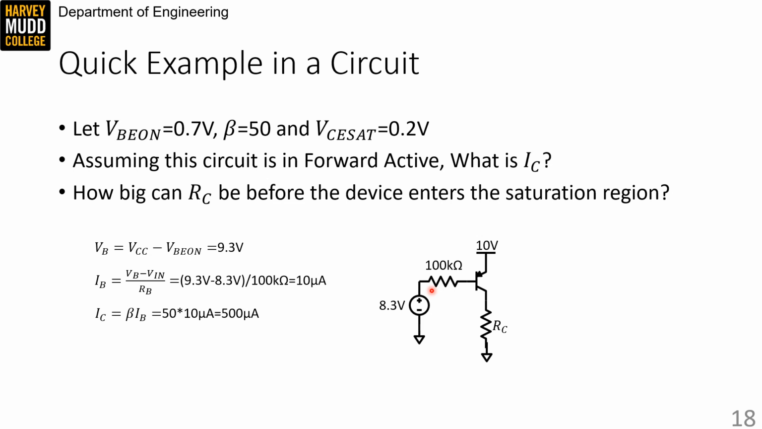Since we're in forward active, we know that IC, current flowing down this way, is equal to beta times IB, and 50 times 10 microamps is 500 microamps. And this is pretty characteristic of PNP transistors. Their betas tend to be half or lower than NPN transistors.